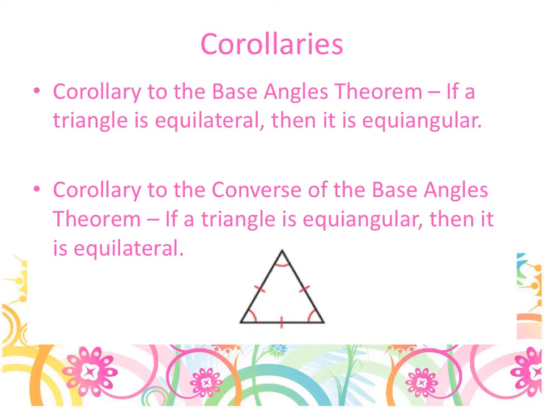So now we're going to have some corollaries based off of the base angles theorem and its converse. Remember, these are based off of a theorem. So the corollary to the base angles theorem is if the triangle is equilateral, then it's equiangular. And then the corollary to the converse of the base angles theorem is if a triangle is equiangular, then it's equilateral. So this is sort of common sense. If you have three sides the same, then we're going to have three angles that are the same, and each angle would be 60 degrees.